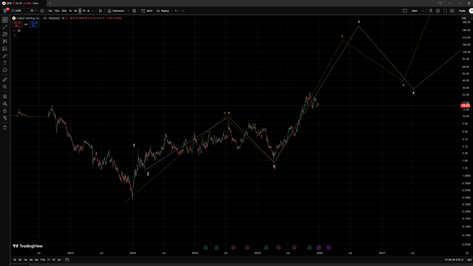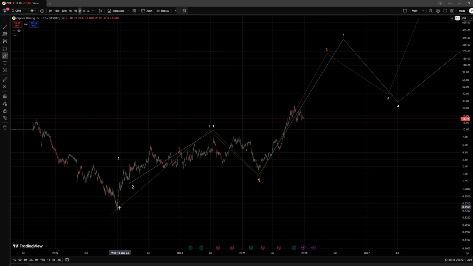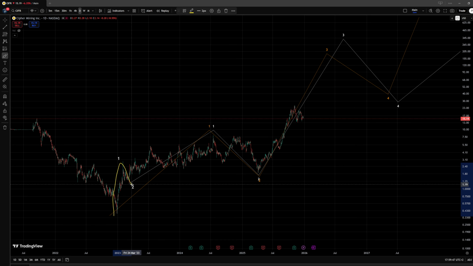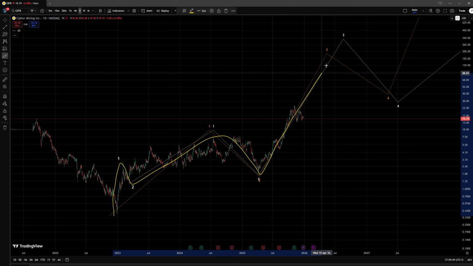In this video we are looking at Cipher Mining. It is time for another update, and on this chart we are tracking a couple of scenarios. So we have the white interpretation where an impulse could technically work out, where we would be now in a third wave to the upside.